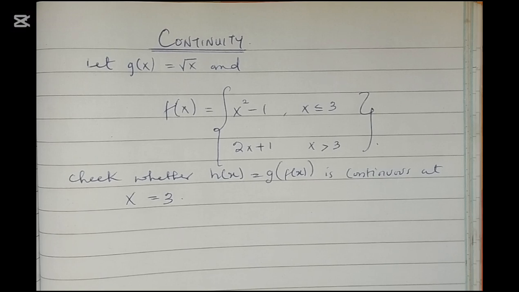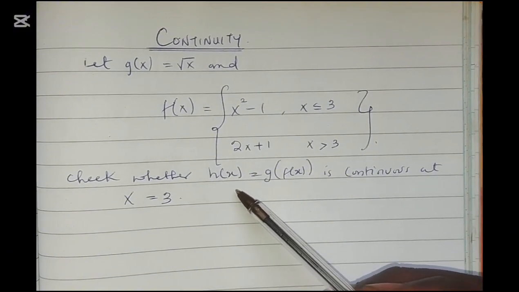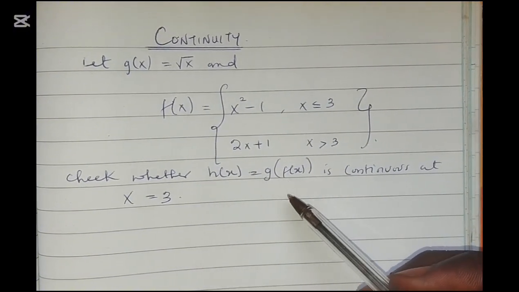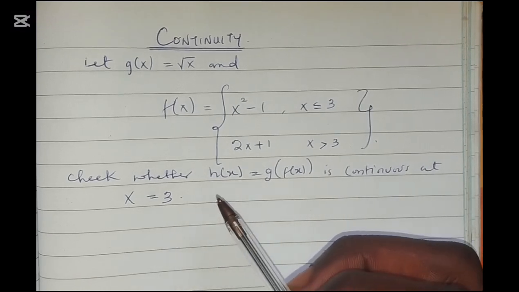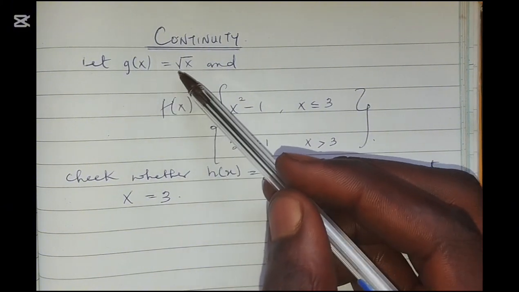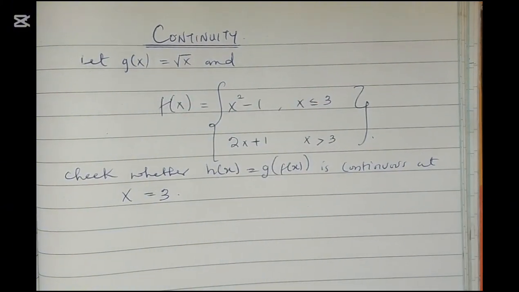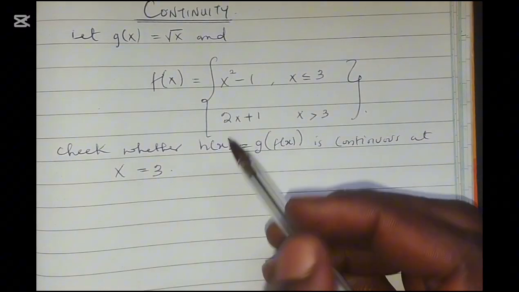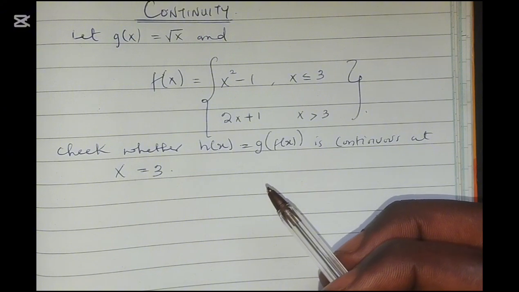Alright, welcome to this video. In this lesson we have been asked to check whether this function h of x equals g composite of f of x is continuous at x equals 3, for this piecewise function f, given g of x equals root of x. In other words, we have been asked to check if h of x is continuous at x equals 3.